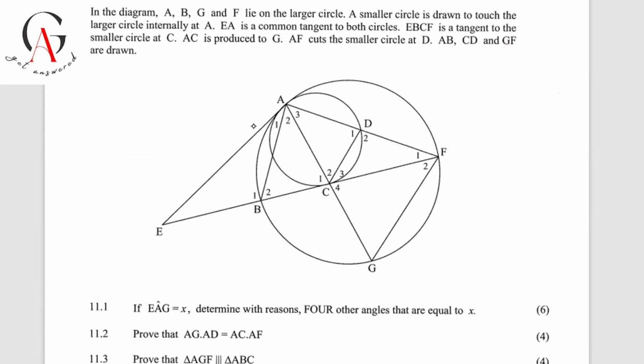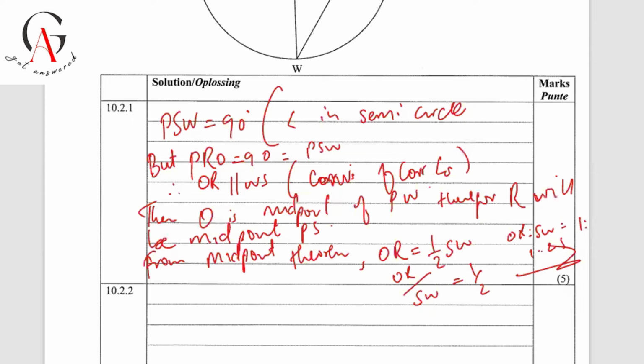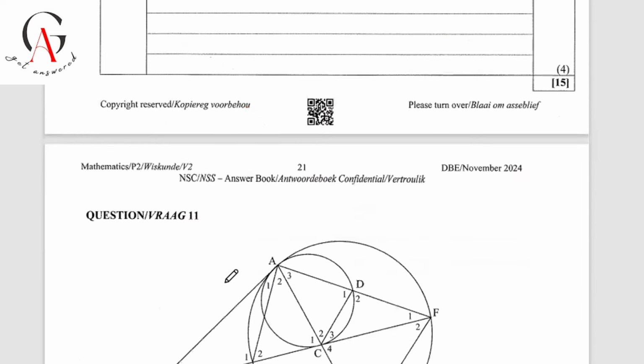Question 11. In the diagram, A, B, G, F lie on a larger circle. A smaller circle is drawn to touch the larger circle internally at A. A is a common tangent to both circles. That's a tangent, the smaller circle that is produced, and all of that, they are drawn. Can we determine with reasons four other angles? Six marks. Let's see.